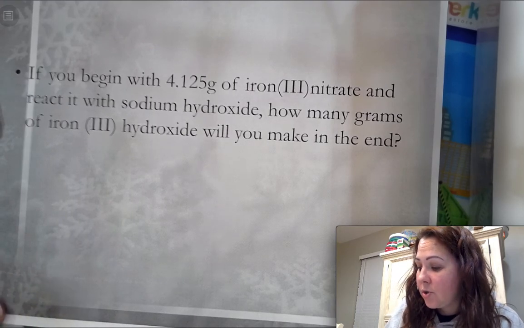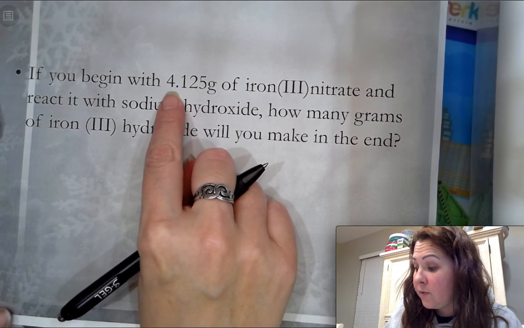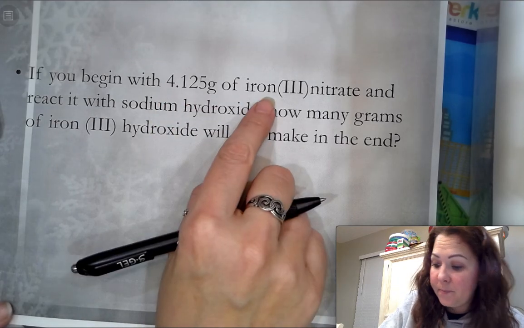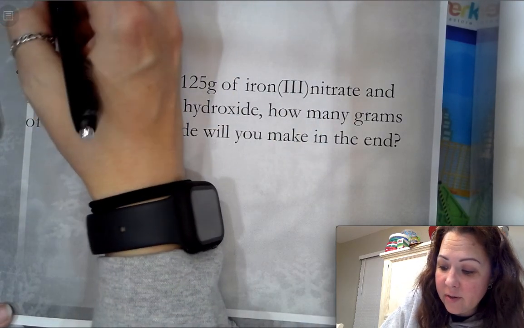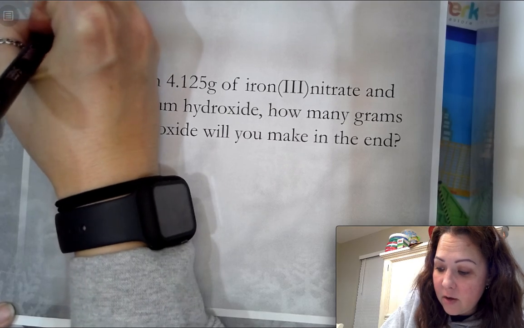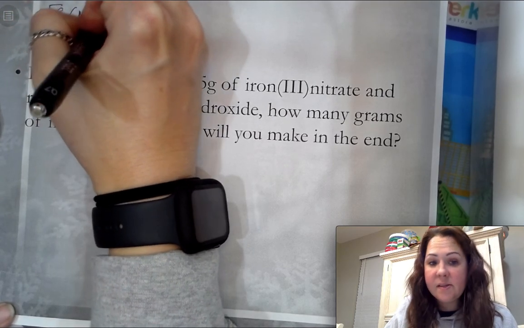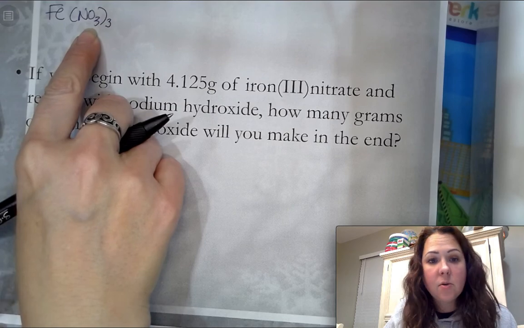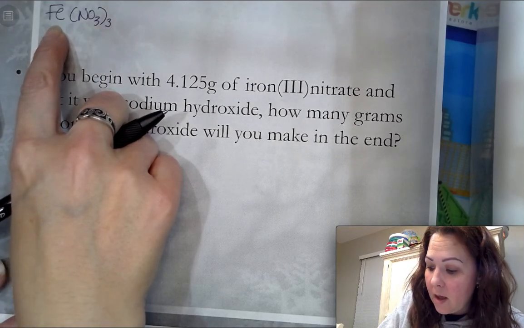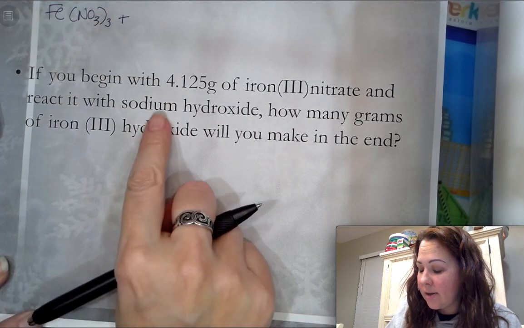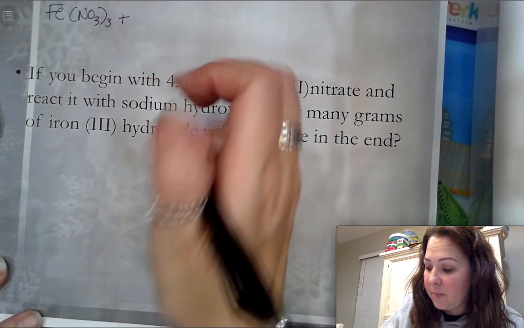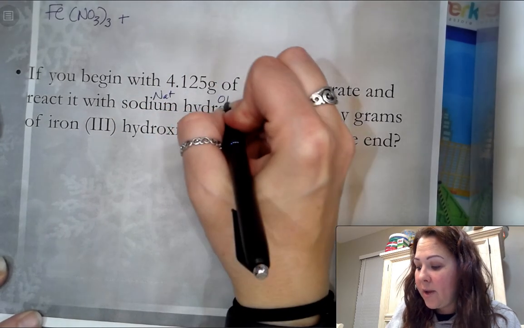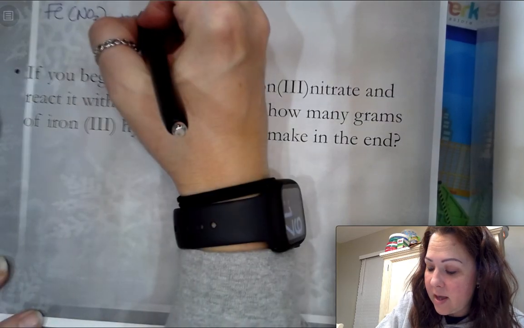So it says that we are starting with 4.125 grams of iron(III) nitrate. So iron(III) nitrate is going to be Fe(NO3)3. This has a -1 charge. This has a +3. I swapped it up. I'm reacting it with sodium hydroxide. Sodium is Na+1. Hydroxide is OH-1. So you have NaOH.